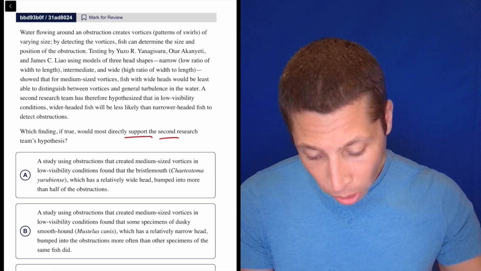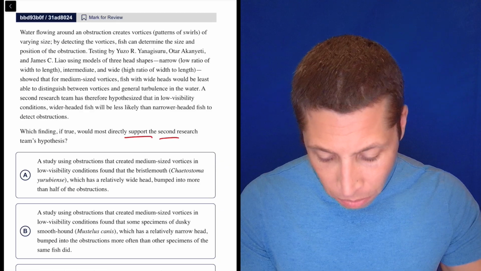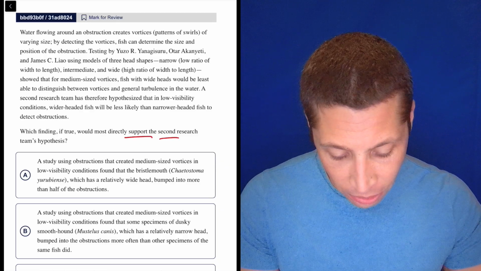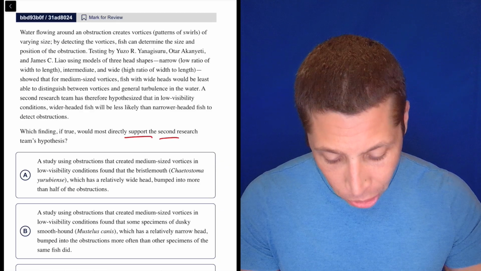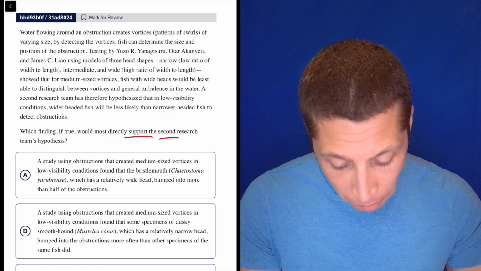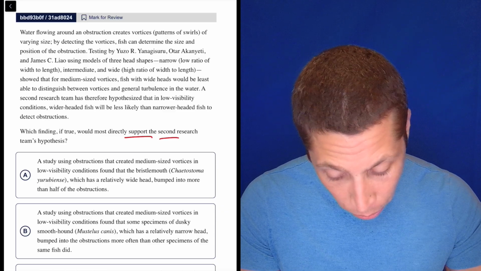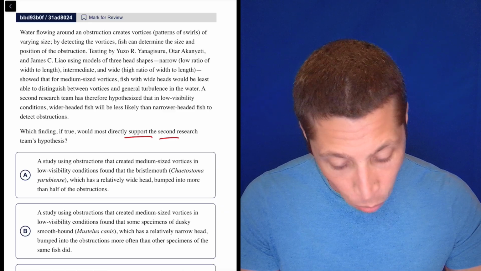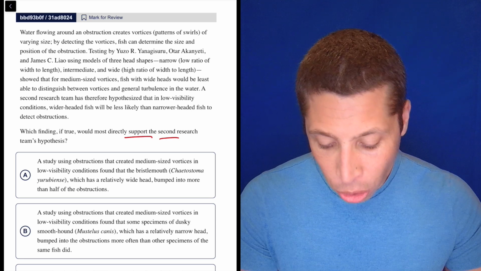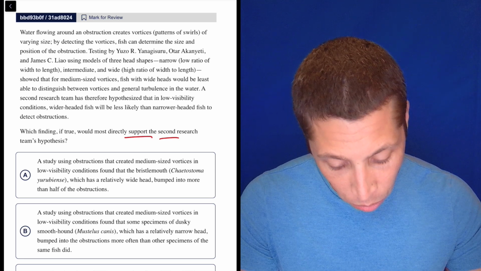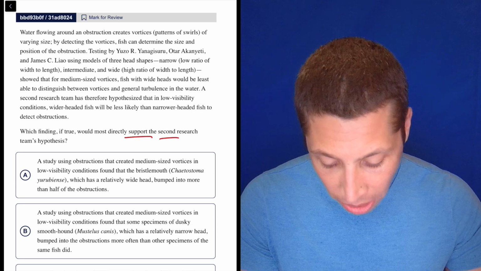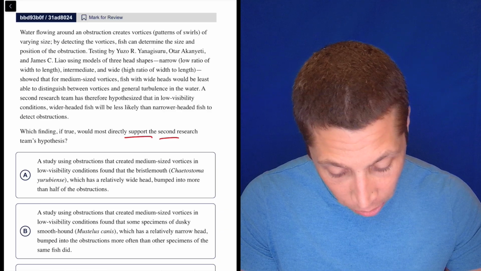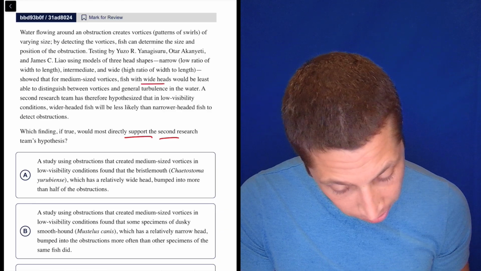Water flowing around an obstruction creates vortices, patterns of swirls of varying size. By detecting the vortices, fish can determine the size and position of the obstruction. Testing by these people using models of three head shapes, narrow, low ratio of width to length, intermediate, and wide, high ratio of width to length, showed that for medium-sized vortices, fish with wide heads would be least able to distinguish between vortices and general turbulence in the water. So wide head is least able.